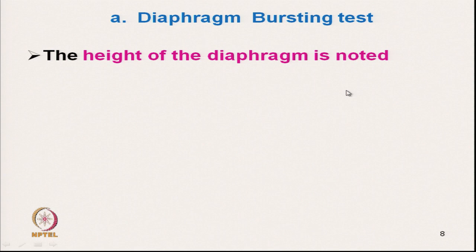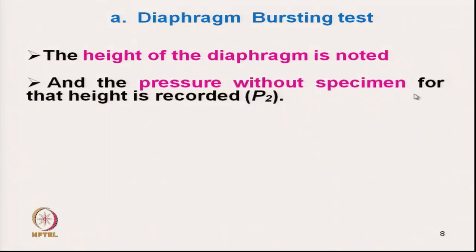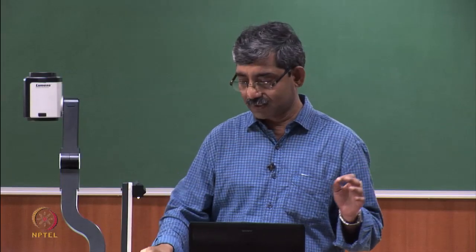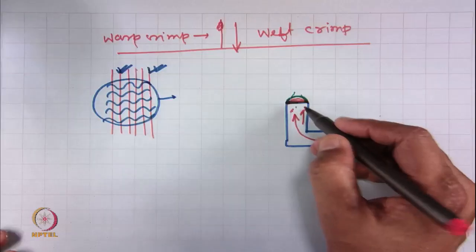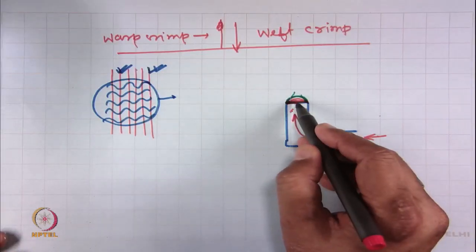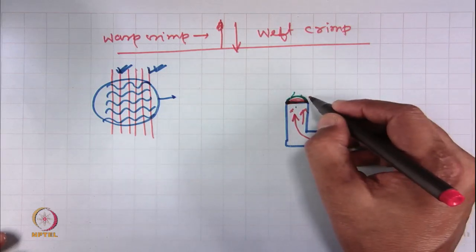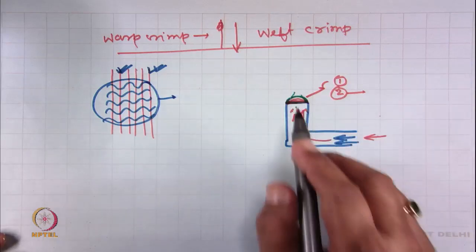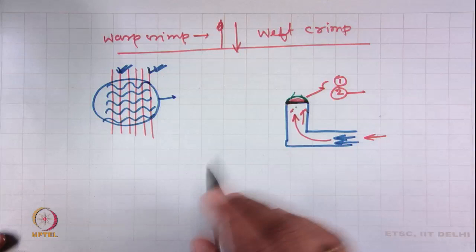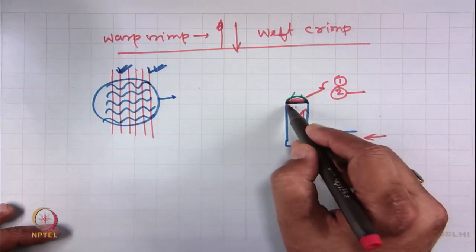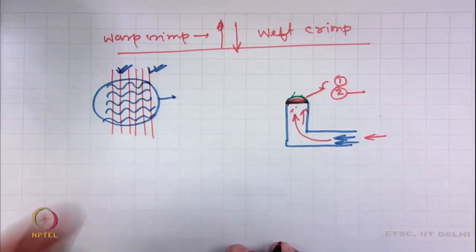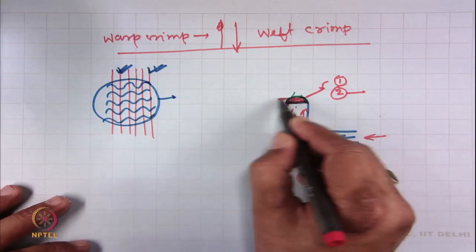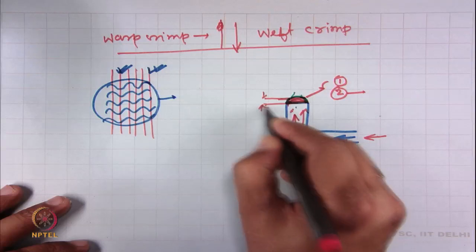The height of the diaphragm is noted, and the pressure without the specimen for that height is recorded as P2. Now, the problem is that the pressure which we are applying here is the pressure required to burst the fabric, and also to extend the diaphragm to that level. During bursting, to extend the diaphragm we require a certain pressure. So, just before bursting we will note down the height, h.